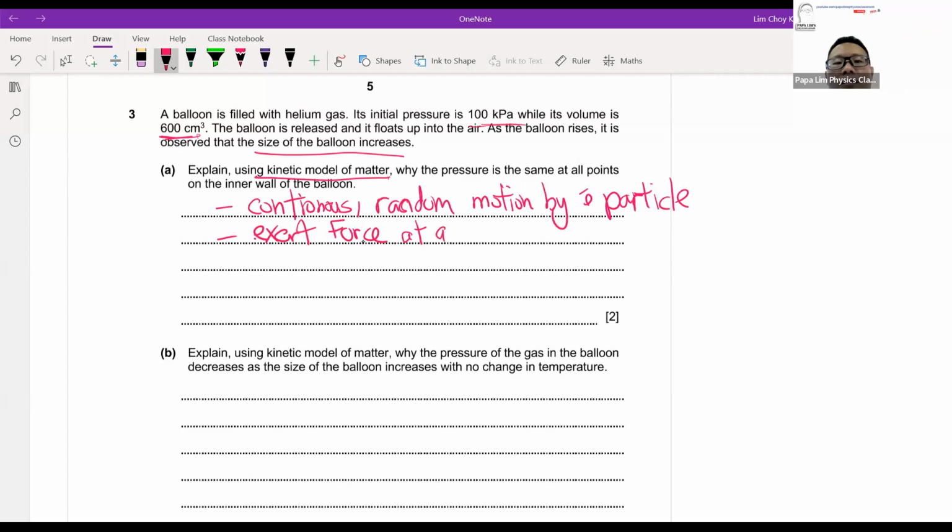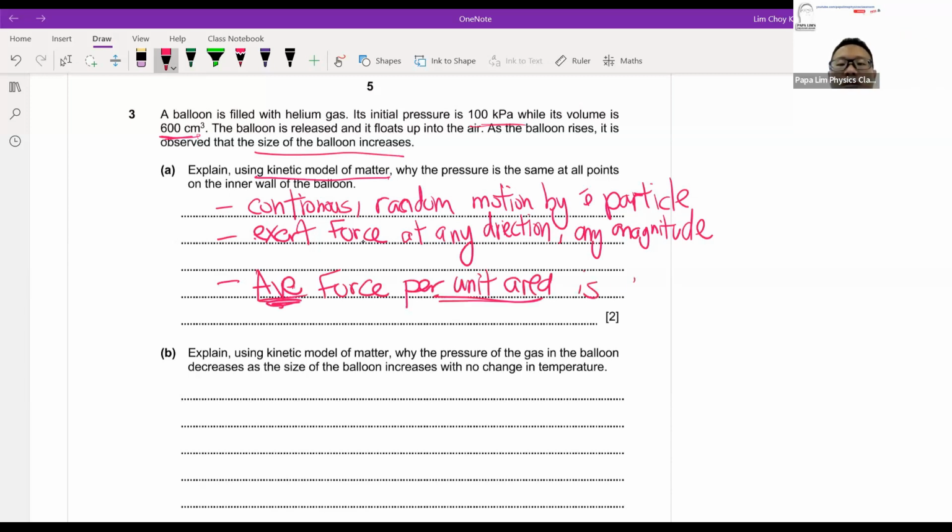So you exert a force in any direction, any angle, any magnitude. Everything is really random, in any direction or any magnitude. So the average force per unit area is actually constant, and this means that the pressure will also be constant at all points. Because of the randomized motion of the particles, the forces and directions are randomized, and as a result the average force per unit area will be constant. And this is how we explain that the pressure exerted on all points of the inner wall is constant.